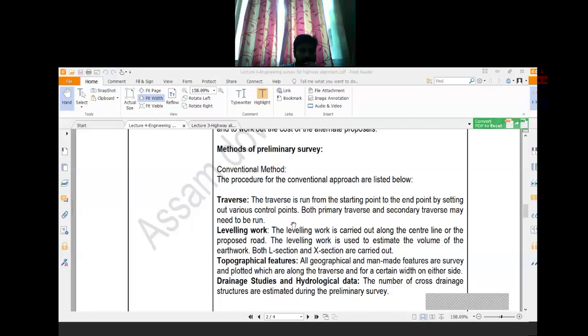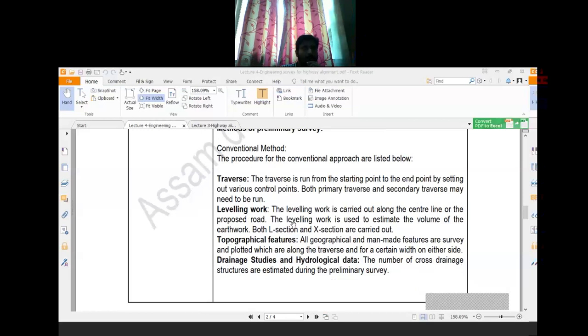Now, the next one is topographical features. Topographical features means all the geographical features and man-made features along the traverse are surveyed and plotted. Suppose there are some already-made bridges over that area, so we need to mark them up. Suppose there are some building structures, so we need to mark them up.